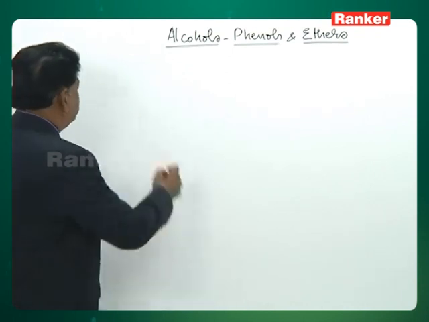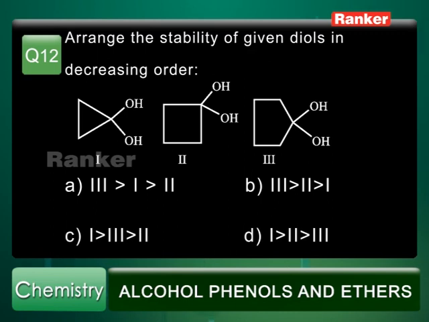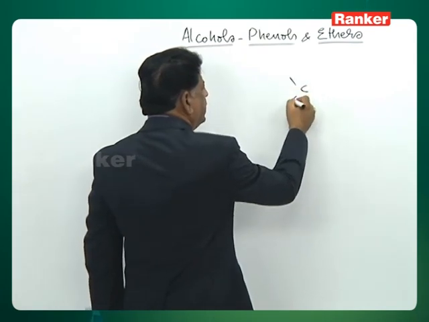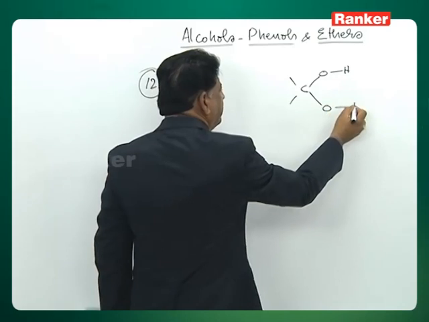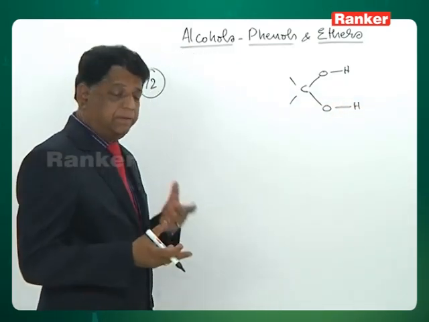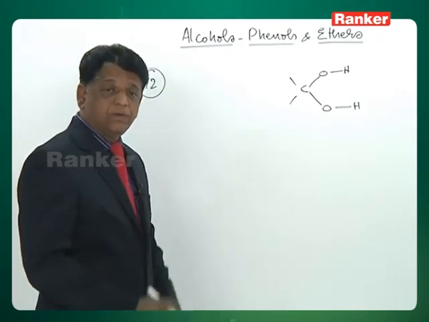So let's go to the 12th question. The question is, arrange the stability of the given diols in decreasing order. In general, what happens when a carbon is attached with 2 OHs? Quite a number of elements have this, for example sulfuric acid has 2 S double bond O's and 2 SOHs. The 2 OHs are quite stable.